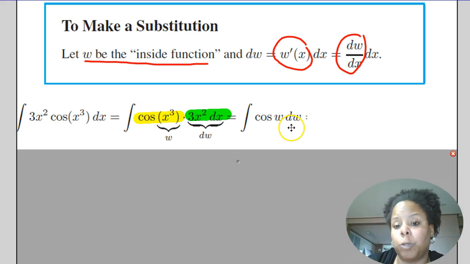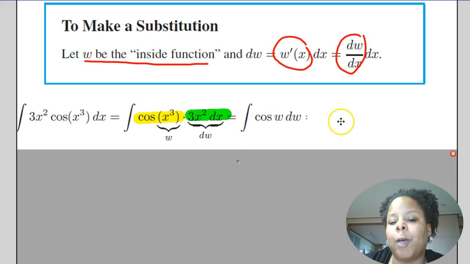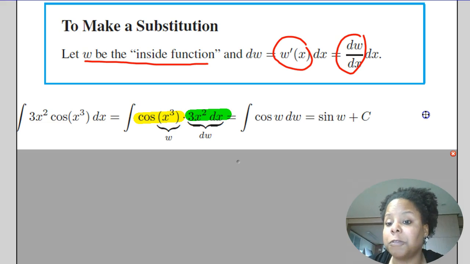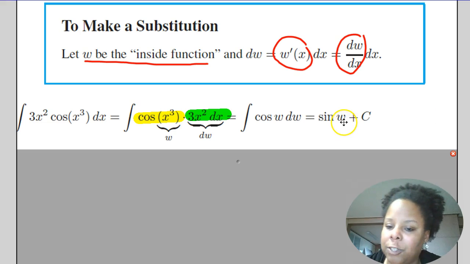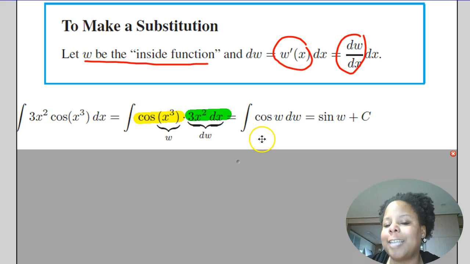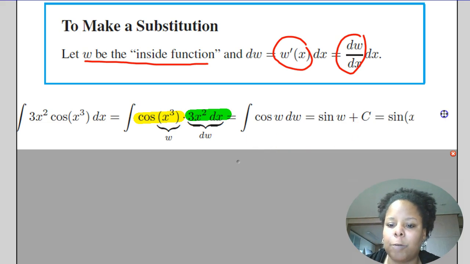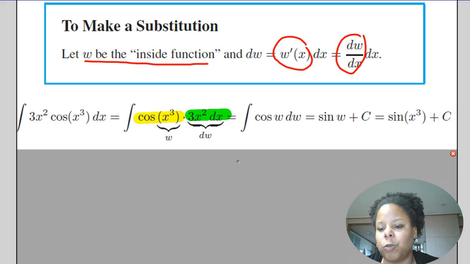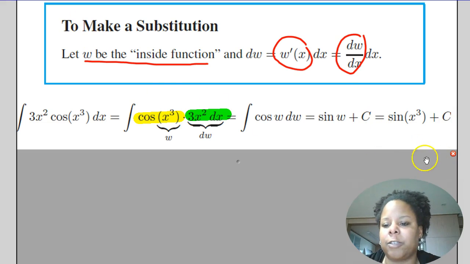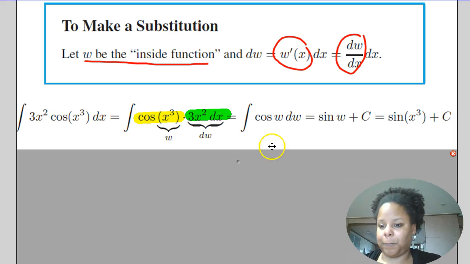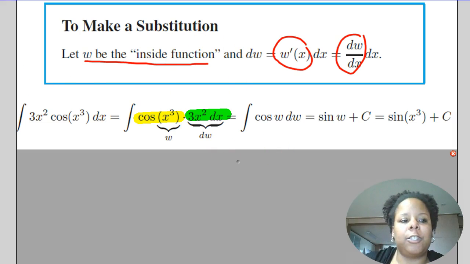And this is exactly what we want, because we recognize this as an elementary integral, and we know that the integral of cosine of w is sine of w plus some c value. We're almost finished, because now we have an antiderivative, but it's in terms of w, and we need it to be in terms of x. So we replace what w is equal to, and we get our final answer as sine of x cubed plus c. Okay? So let's try that on another problem.